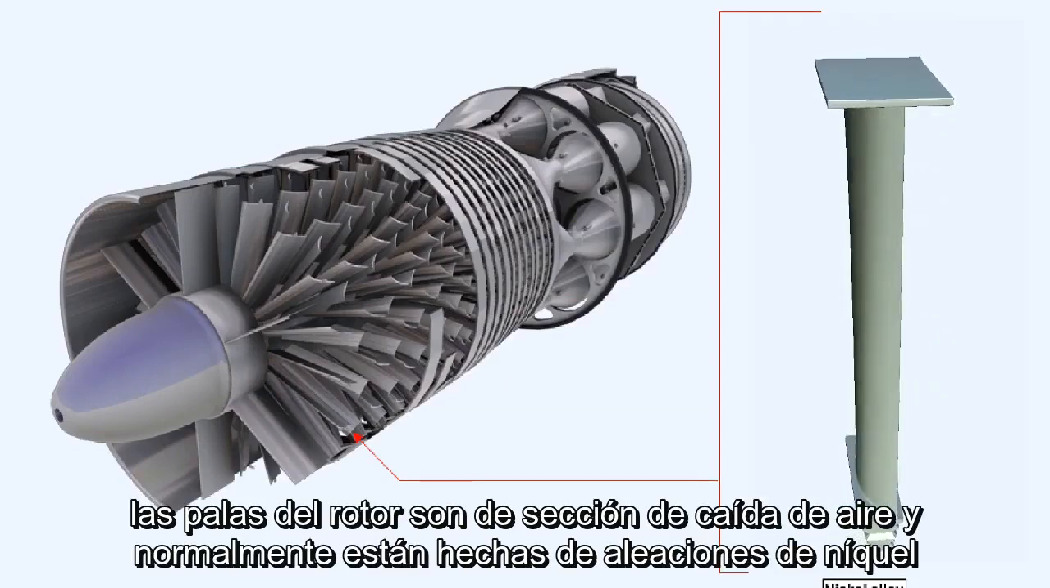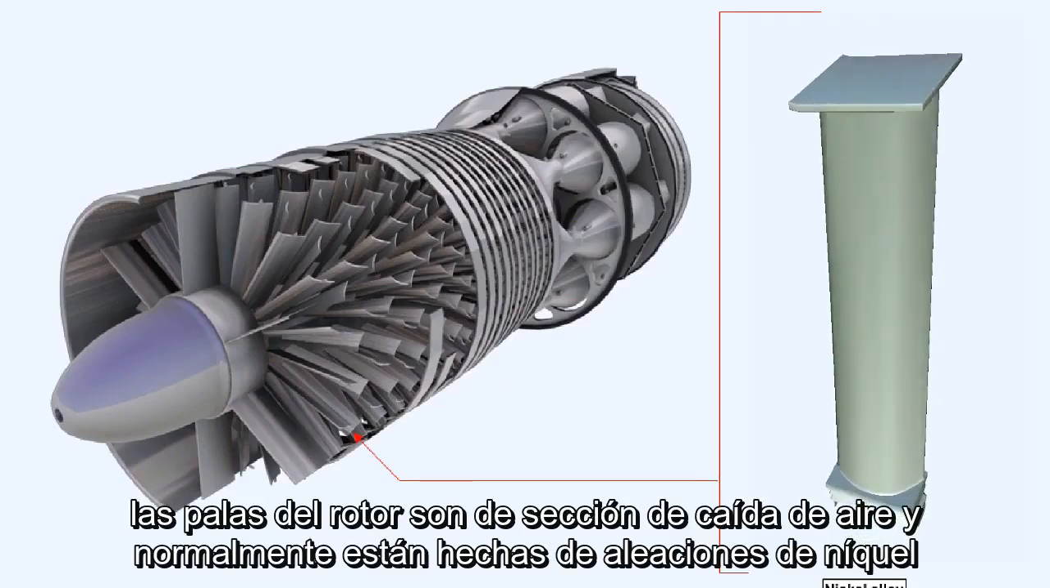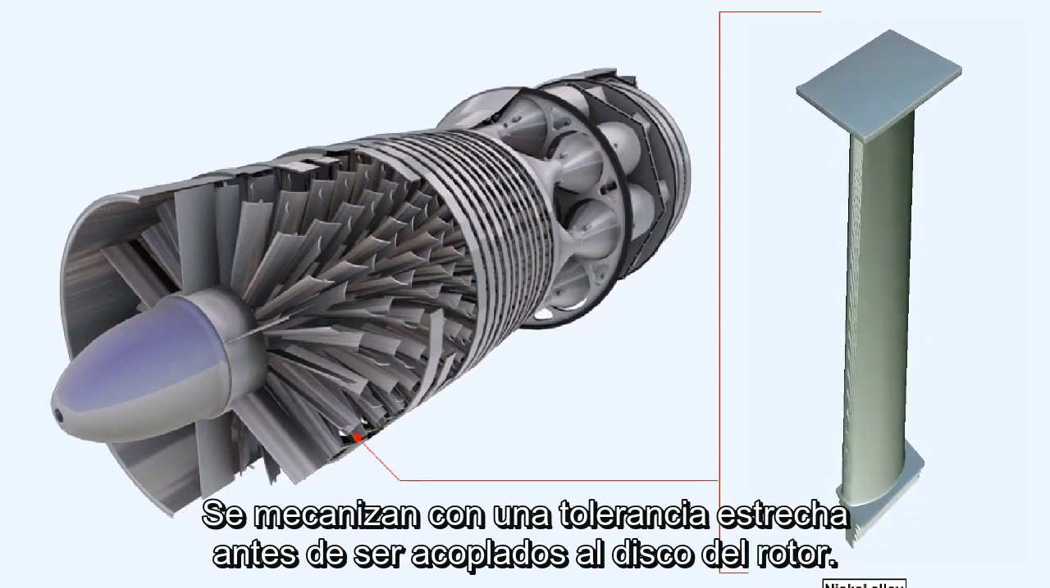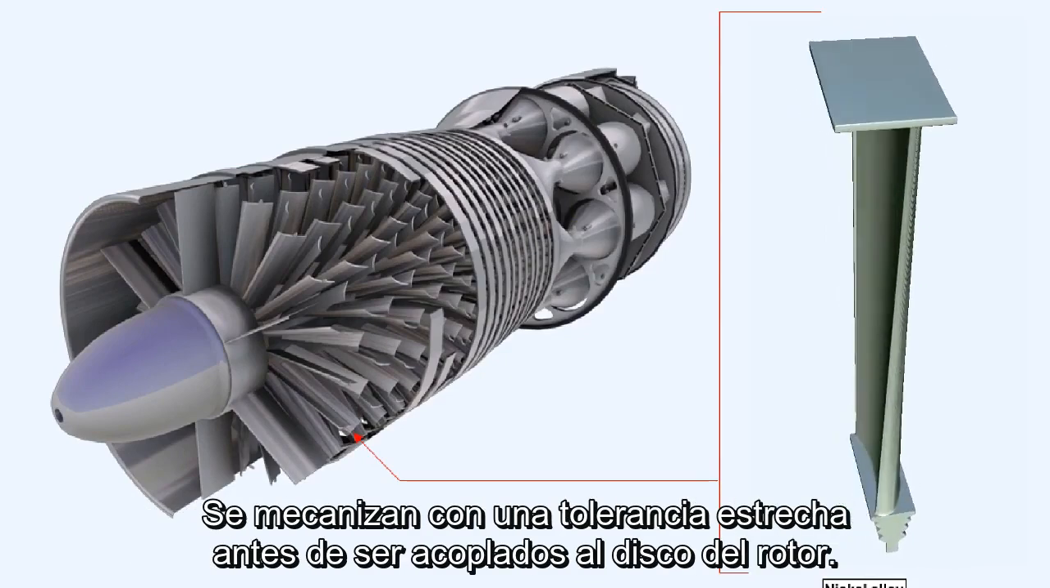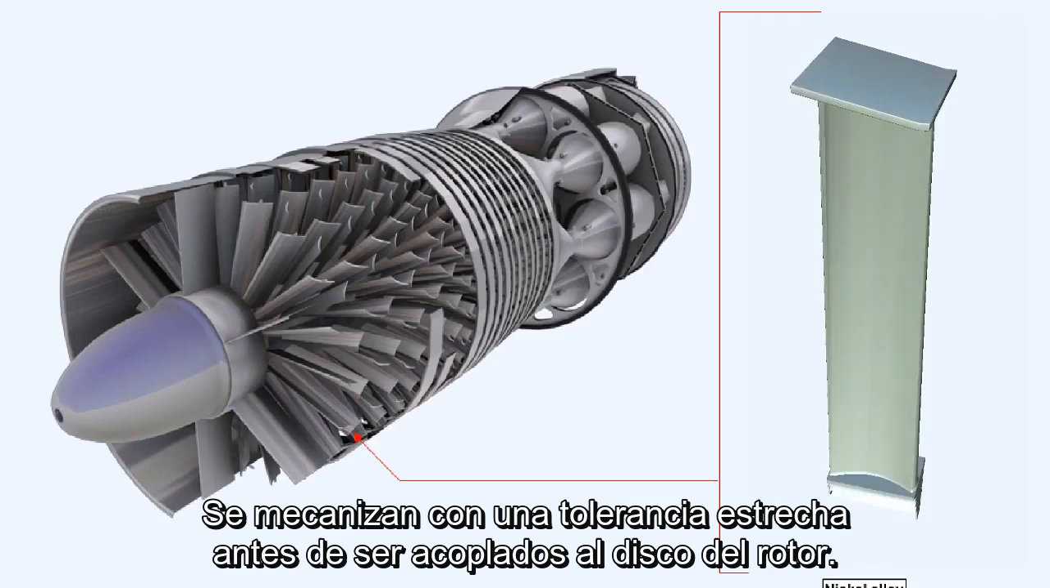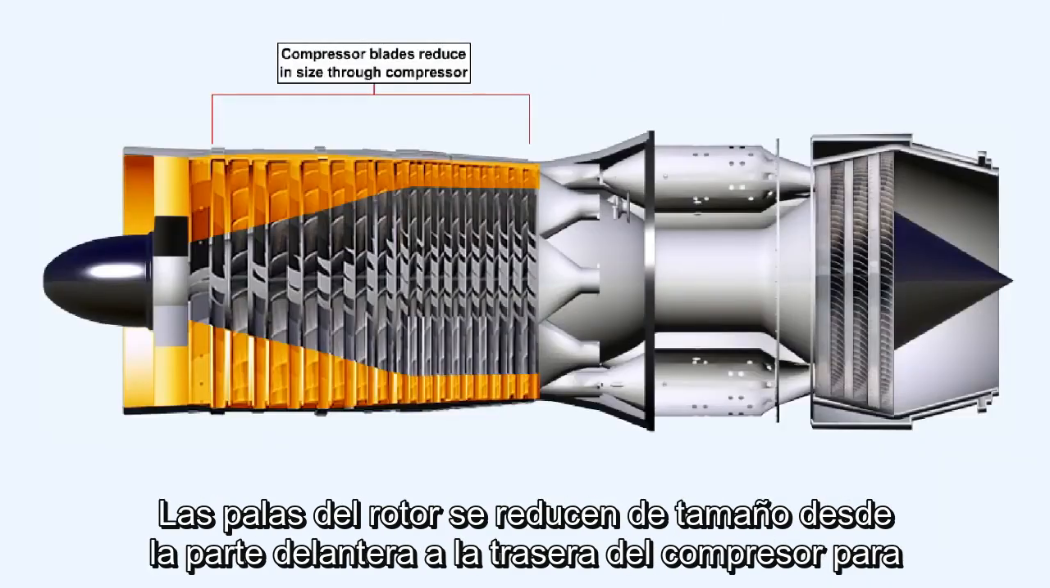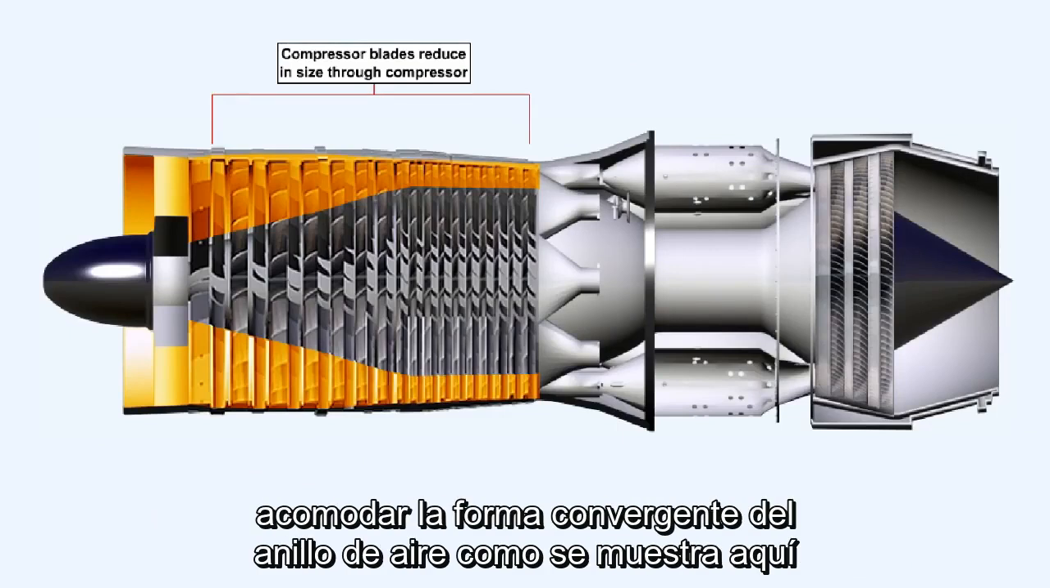The rotor blades are of airfoil section and are normally made from nickel alloys. They are machined to a close tolerance before being attached to the rotor disc. The rotor blades reduce in size from the front to the rear of the compressor to accommodate the convergent shape of the air annulus, as shown here.